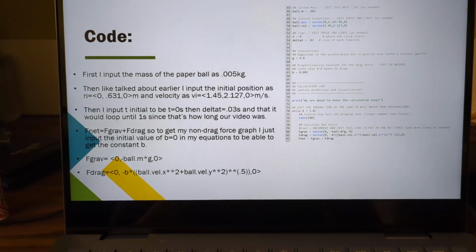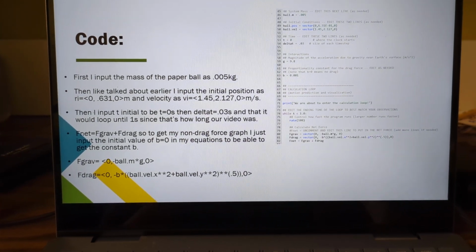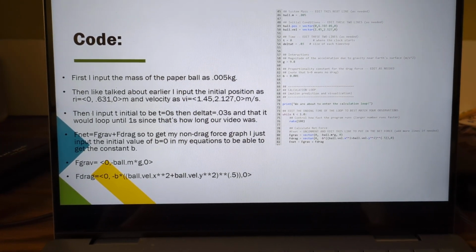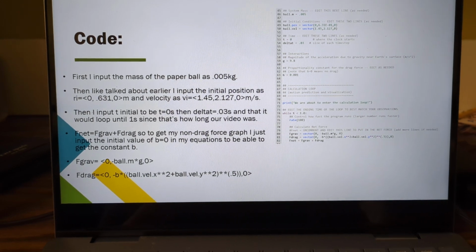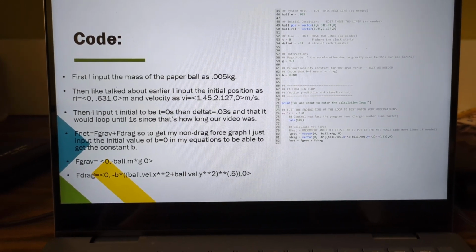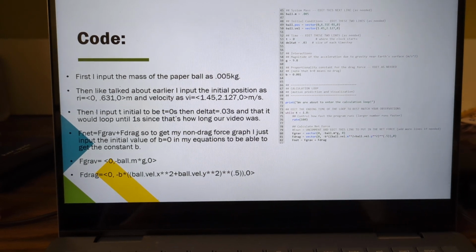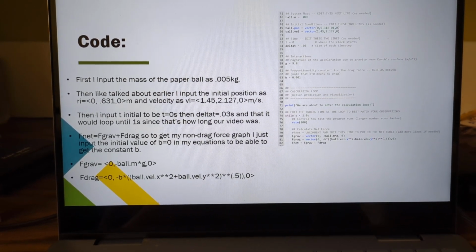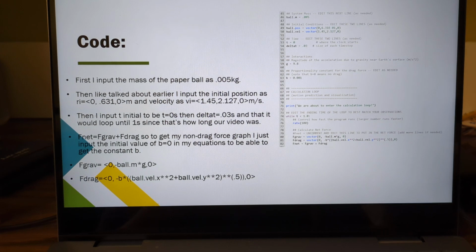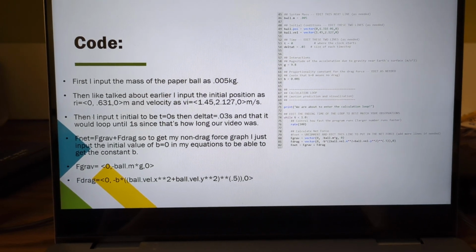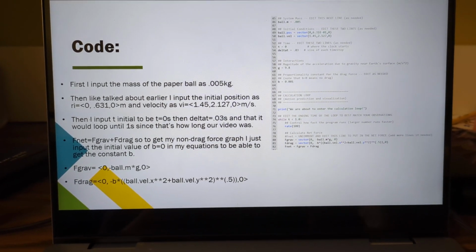First, for my code, I input the mass of the paper ball to be 0.005 kilograms. Then, like talked about earlier, I input the initial position and velocity. Then I input t initial to be t equals 0 seconds, then delta t to be 0.03 seconds. That was an average. And then I would loop until 1 second, since that's how long our video was.